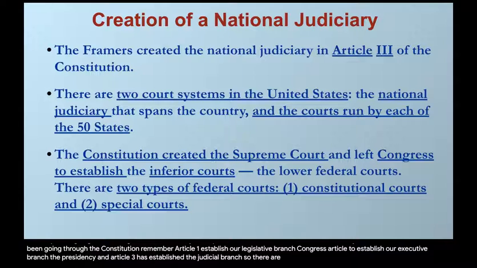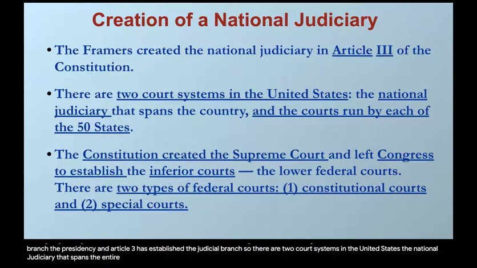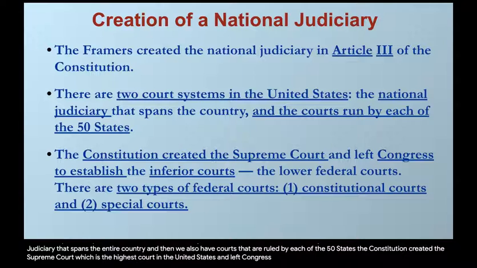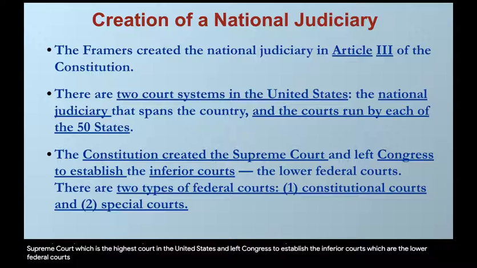So, there are two court systems in the United States: the national judiciary that spans the entire country, and then we also have courts that are ruled by each of the 50 states. The Constitution created the Supreme Court, which is the highest court in the United States, and left Congress to establish the inferior courts, which are the lower federal courts. There are two types of federal courts: there's constitutional courts, and then there's special courts.